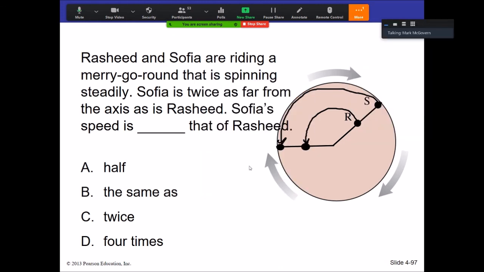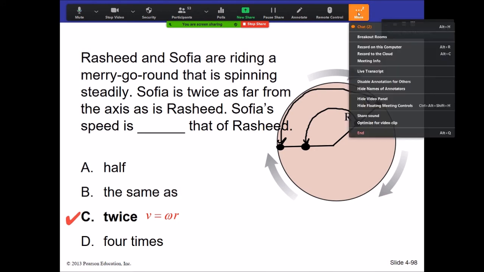It is C. Because now if you're talking about speed, look at my drawing here, my beautiful little arcs. You can see that the arc for Sophia was much longer. So in the same amount of time, you're traveling more distance. You're going twice as fast.